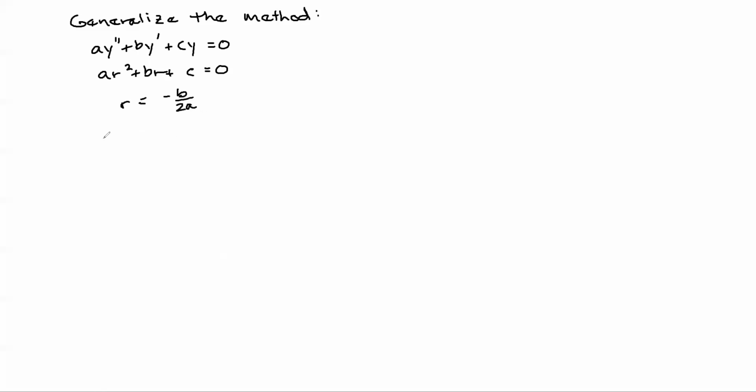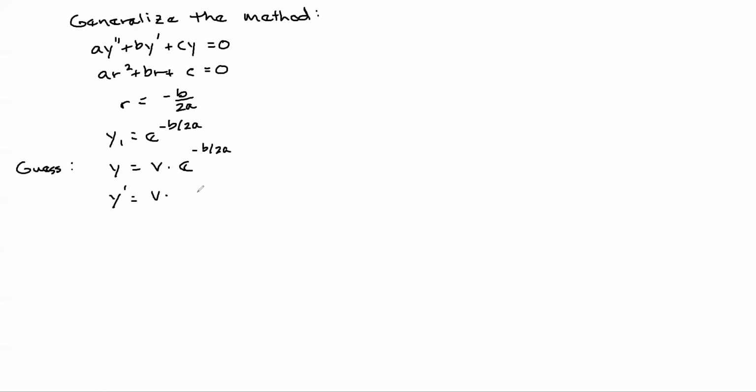And then we go through and we get to the point where we have y1 equals e to the negative b over 2a. And then we just make a guess. I'm just repeating everything from the previous page, but in a general setting instead of the specific case. So we're going to have v times e to the negative b over 2a. And then from there, you go through and find y prime.